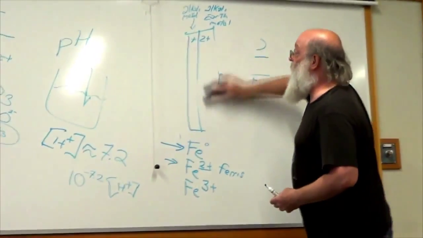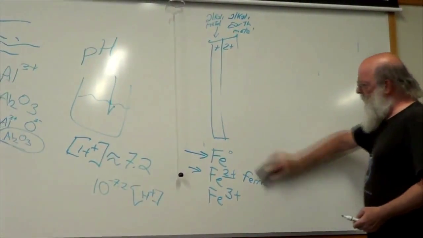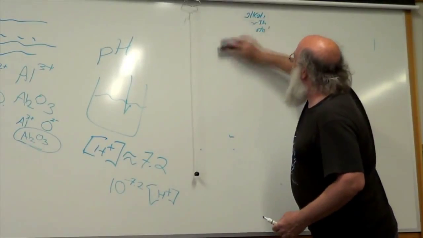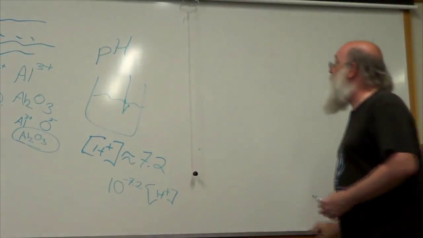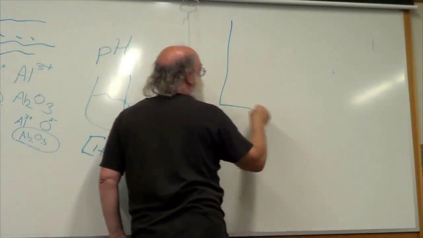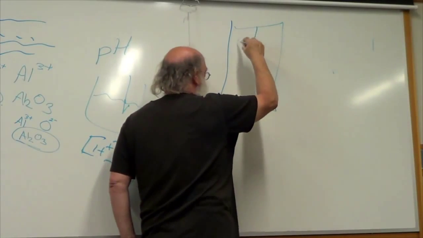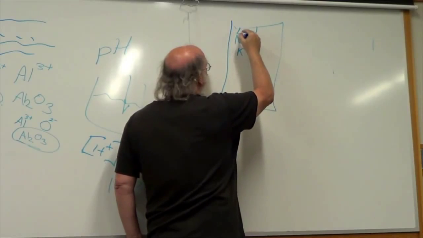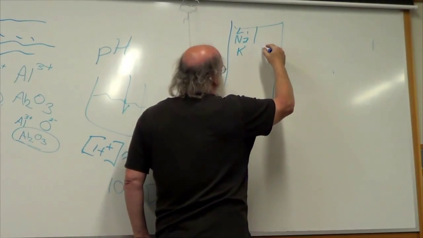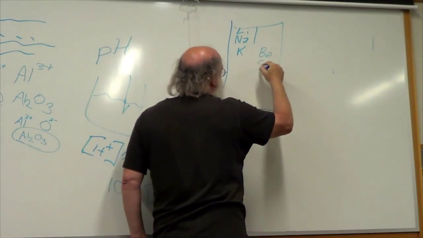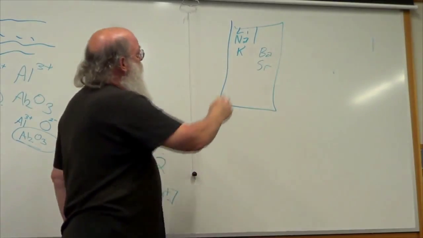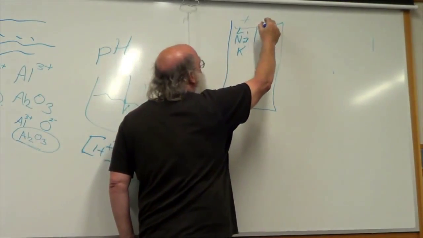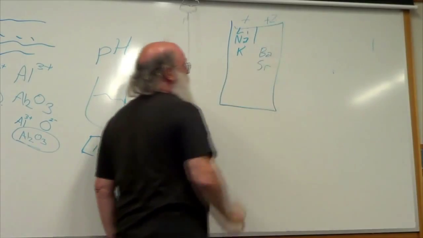Let's talk about barium and strontium first. Let's blow up this part of the periodic table that we had. And here you have sodium and potassium, lithium. You get barium and strontium down here. And so these are +1 guys, and these are +2 guys.